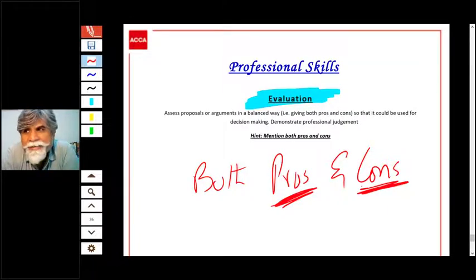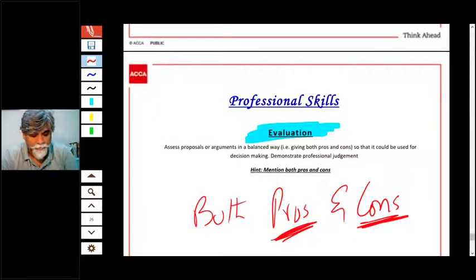Very simple. It's very easy to score evaluation skills because all you need to do is make sure that you cover both pros and cons. Now the pros and cons don't have to be equal. If you have 10 points and 8 points are pros and 2 points are cons, that's perfectly acceptable. But the point is there has to be some cons, not only pros. Okay, got it?